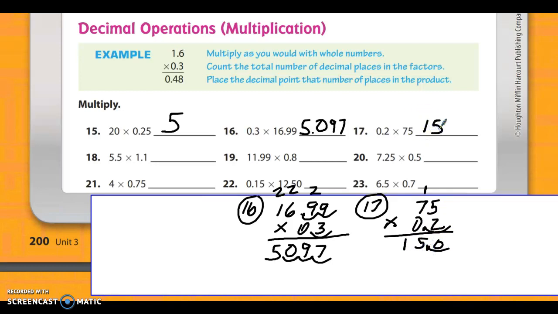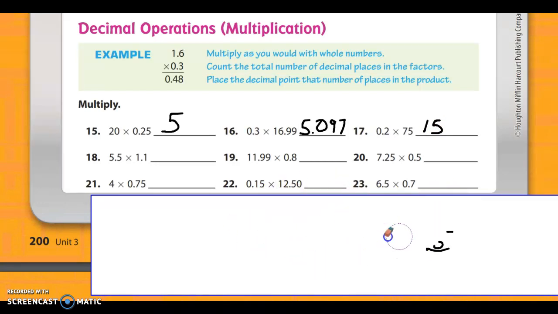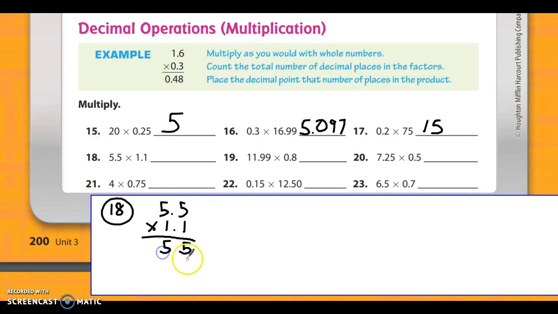Okay, I'll do a couple more, and then we're going to just provide the answers for you to try and then check your work. Number 18 is 5.5 times 1.1. 1 times 5 is 5. 1 times 5 is 5. Put a 0. 1 times 5 is 5. 1 times 5 is 5. 5, 10, 6. It looks like 605, but then I count over 1, 2 spots.